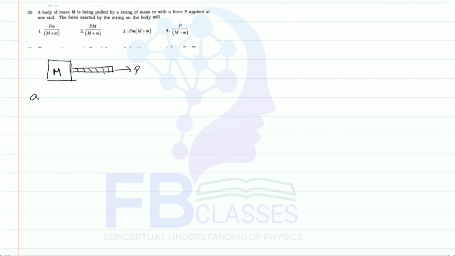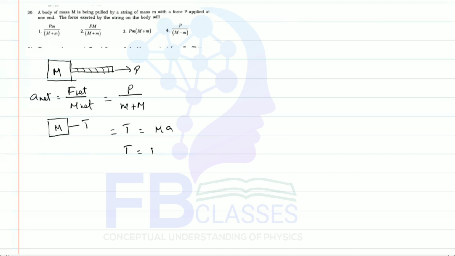So A net is equal to F net upon M net. So F net upon M net is equal to P upon small m plus capital M. Okay, now see here, we have to find the tension. So tension T is equal to M into A, so capital M into A. We already found the A value, so we substitute here: capital M into P upon small m plus capital M. That is the answer. So the second option is the correct option. Okay, hope you understand.